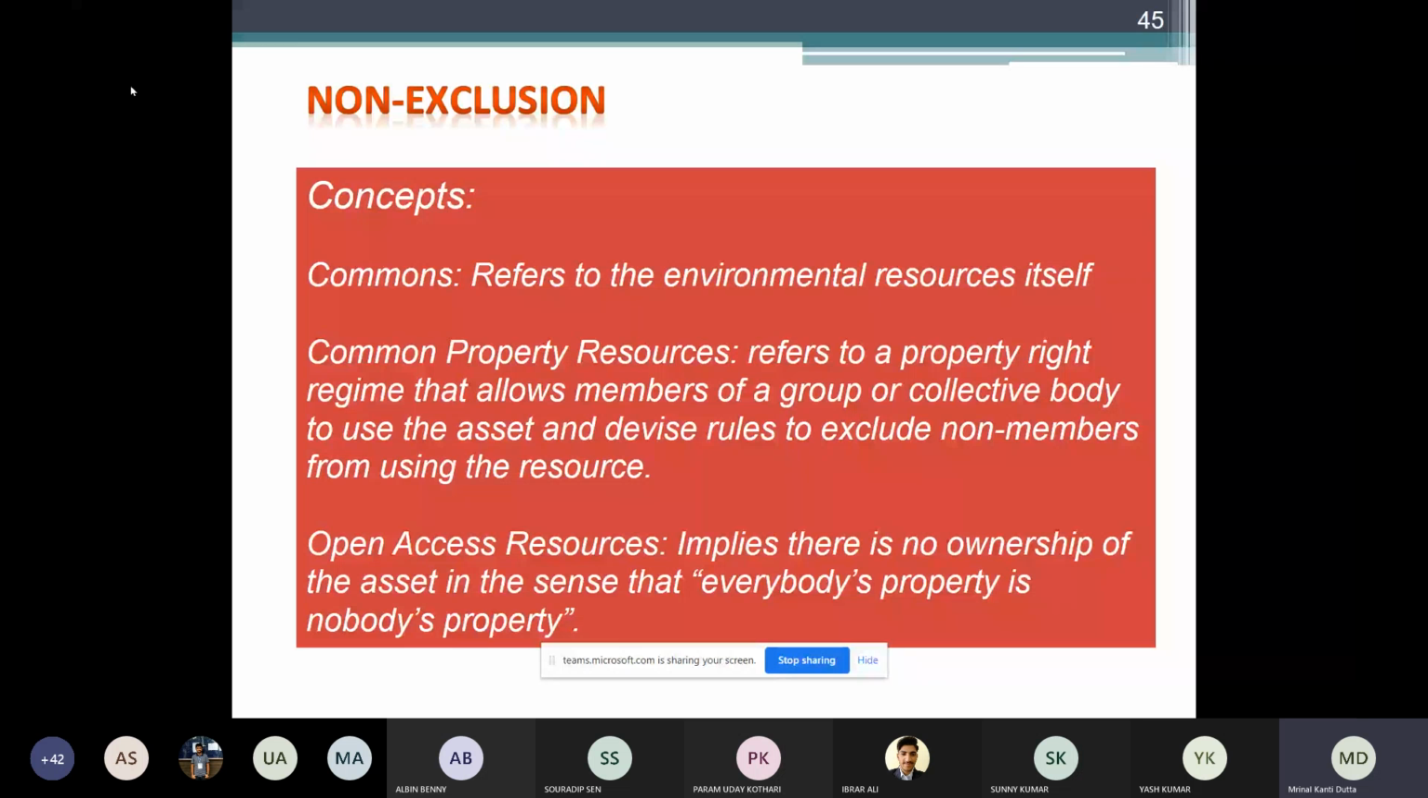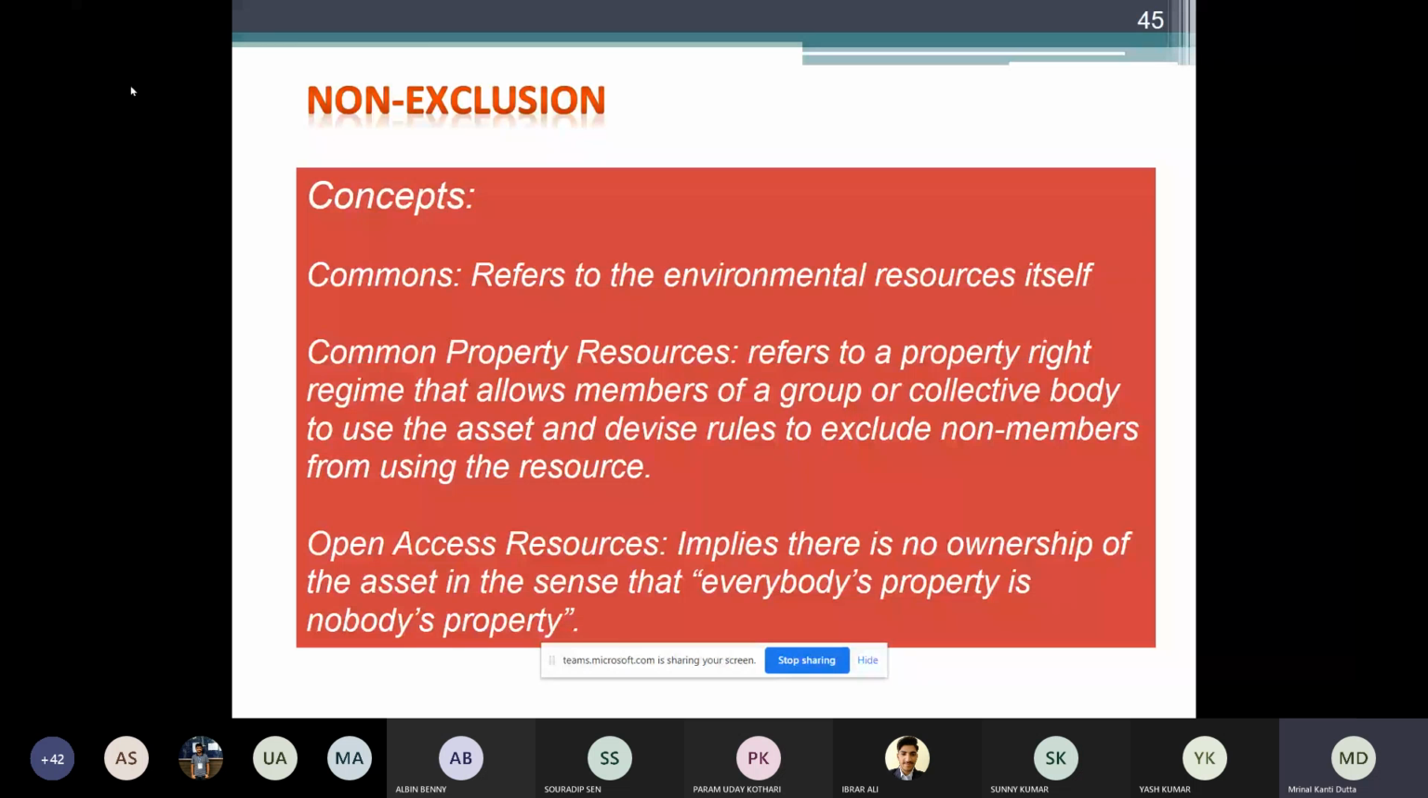That might be there not only for forest, but also for groundwater. It might be for river water, and so many other things. Mostly in case of environmental resources, we find many examples of common property resources. Another concept, which we were talking about in the previous slide, is degradation of the natural resources because of the tendency of the people to make the first use of the resource. That is related to the concept of open access resource.